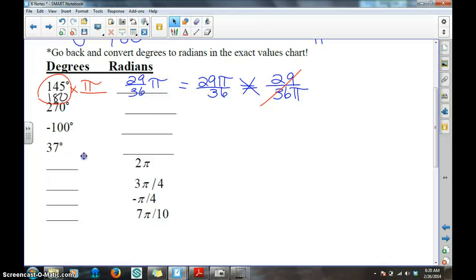Okay, would you please try to do the next three on your own? Your answer will have pi in it. Pi is a measure of radians. Okay, see how you did? A couple little commentaries on that. As soon as I looked at 270, I went, wait a minute, that sounds familiar to me. That's one of my axes.